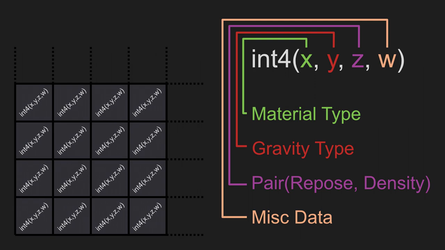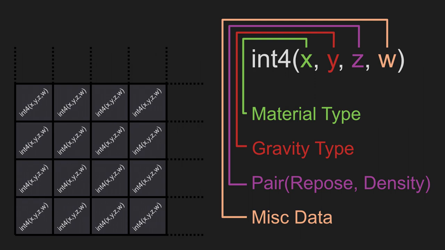The Y component stores the gravity type. This is not necessarily unique and tells the kernels how the material wants to behave. Does it fall down? Does it fall diagonally? Does it flow? I store this separately from the material type because different materials can have the same gravity types, but different properties in other respects.